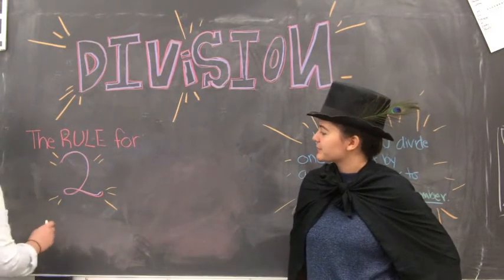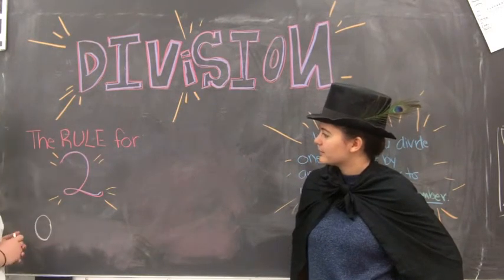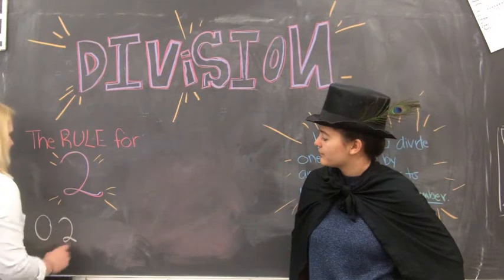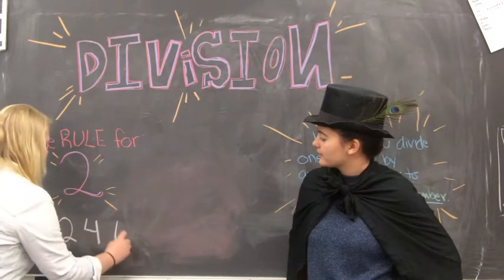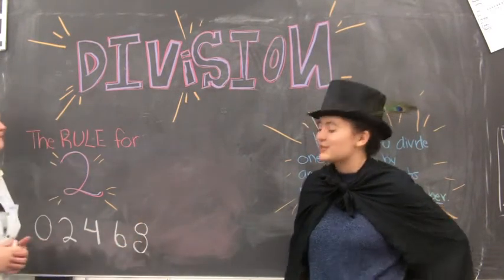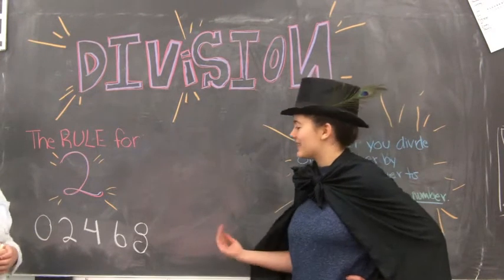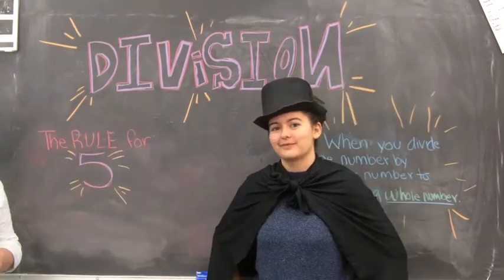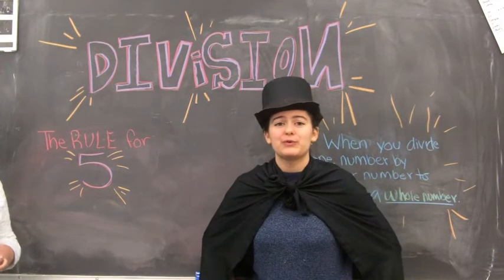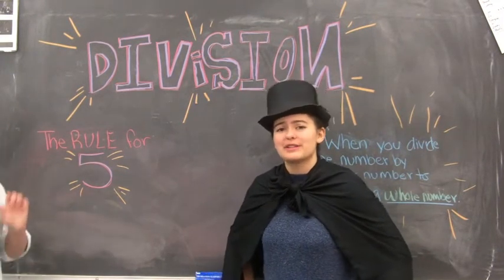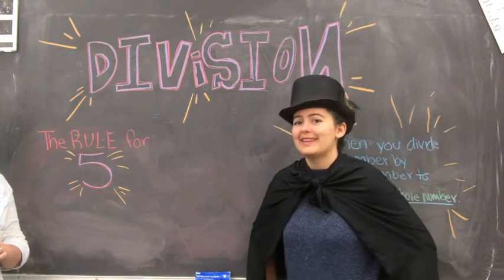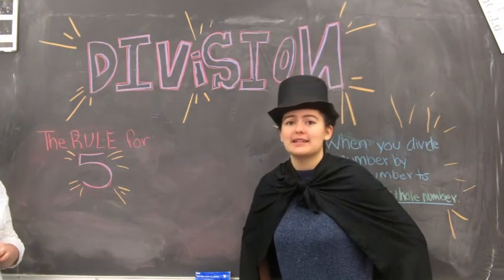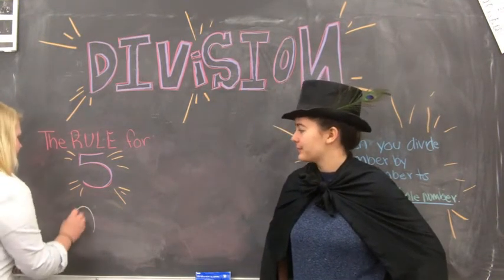Well, if it is a 0, it is even, a 2, a 4, 6, or an 8. So any number that ends in these digits is divisible by 2. Now we'll move on to the rule for 5. A number is divisible by 5 when the last digit is either a 0 or a 5.